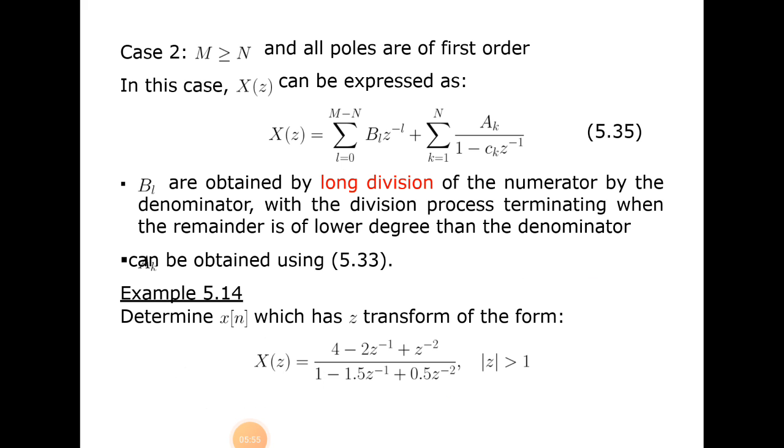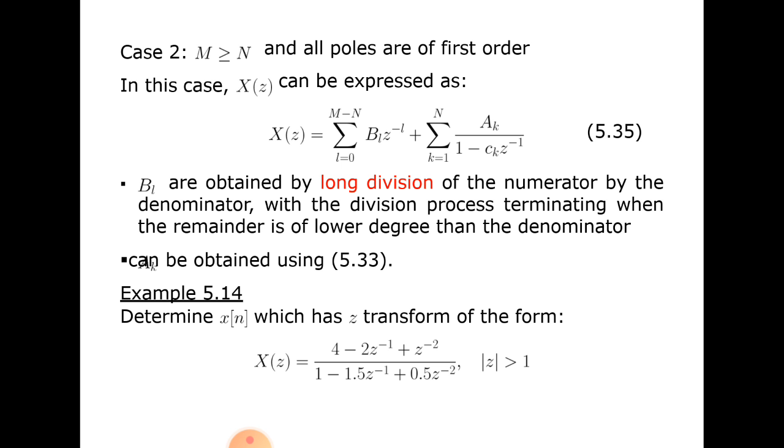And case 2: m greater than or equal to n and all poles are of first order. In this case, X of z can be expressed as the summation over i = 0 to m − n of b_i z^(−1), plus the summation over k = 1 to n of a_k divided by 1 − c_k z^(−1). So here b_i are obtained by long division of the numerator by the denominator, with the division process terminating when the remainder is of lower degree than the denominator.